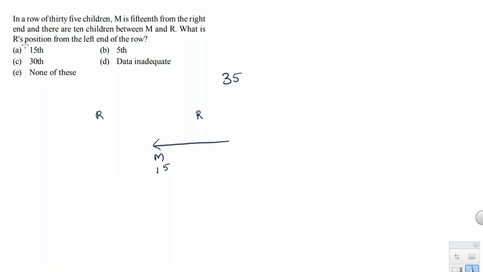Here they mention R's position from the left. What is R's position from the left end of the row? When two cases are there, if I take R on the left side, I'll get one position for R. If I take R on the right, I'll get another position for R. So here the answer is cannot be determined, because we cannot say what is the exact position of R, since we get more than one answer. That is answer option D. Clear?